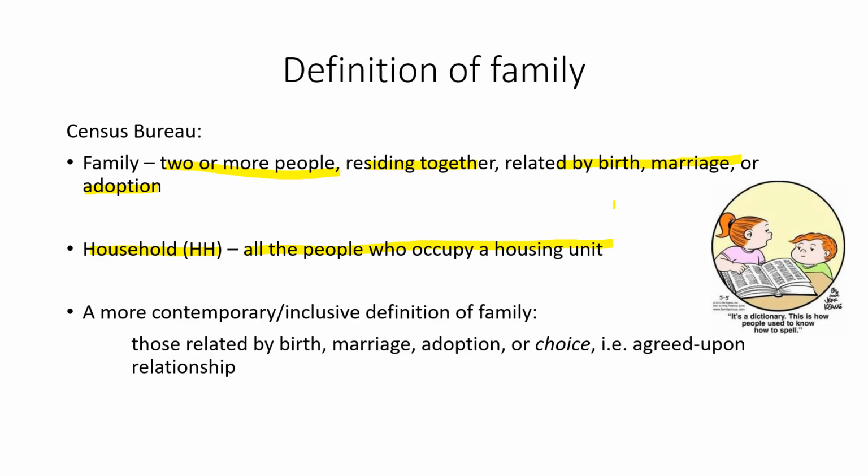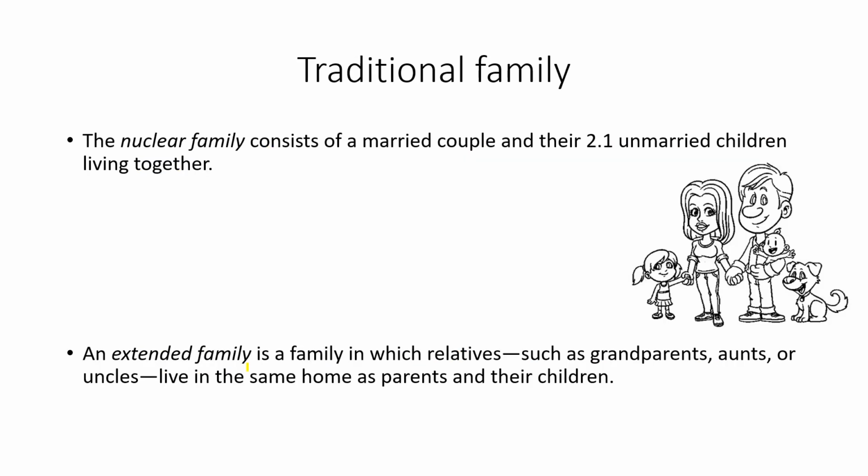And then perhaps a more contemporary or inclusive definition of family in today's world, as we'll see quite a bit of alternative families and varieties out there in the world. This would be those related by birth, marriage, adoption, or choice. That is, an agreed upon relationship. Traditional family, over the years, sometimes referred to as the nuclear family. This consists of the married couple and their 2.1 unmarried children living together.